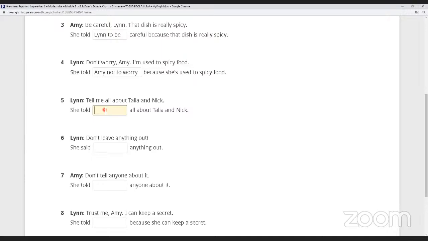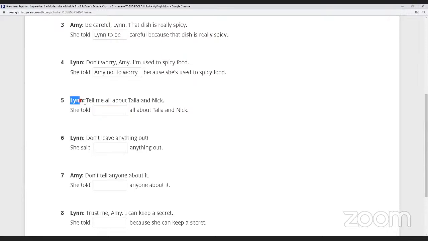She told Talia to tell all. She told, sorry? I'm confused. Okay, tell me all about Talia and me. She told, like, no, I'm confused.